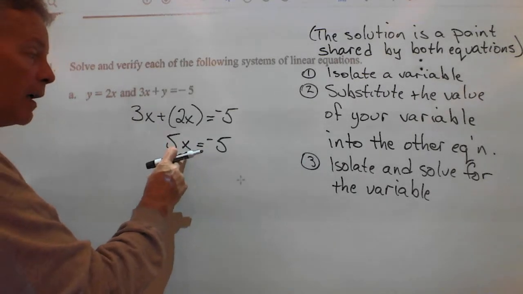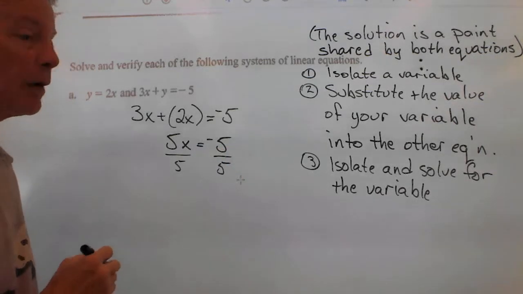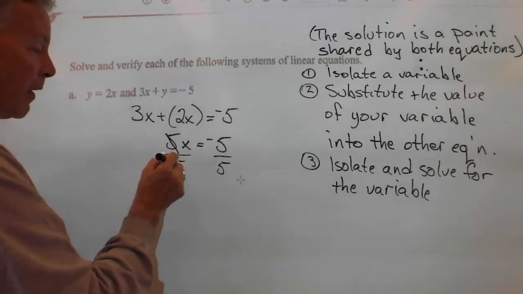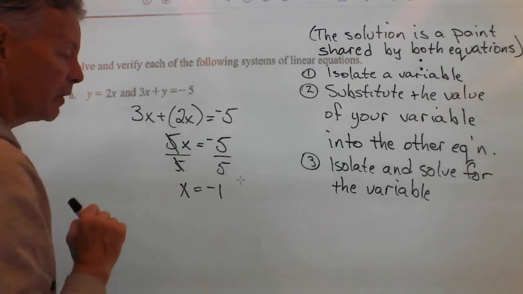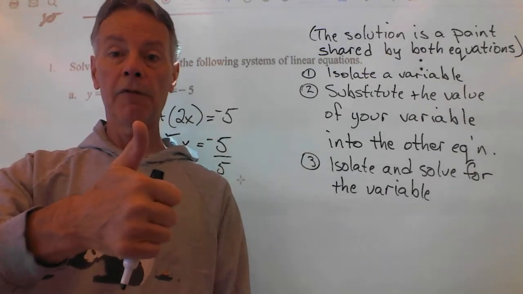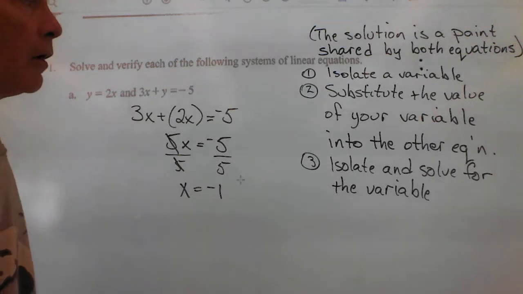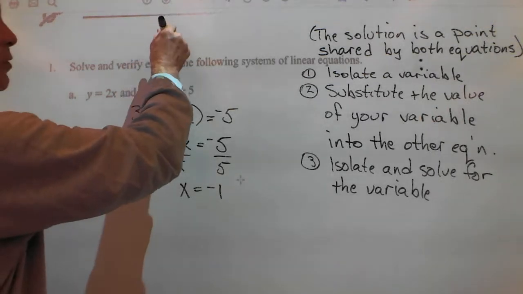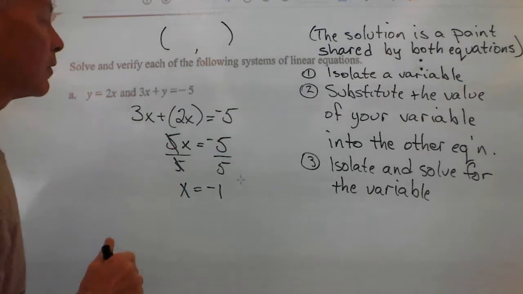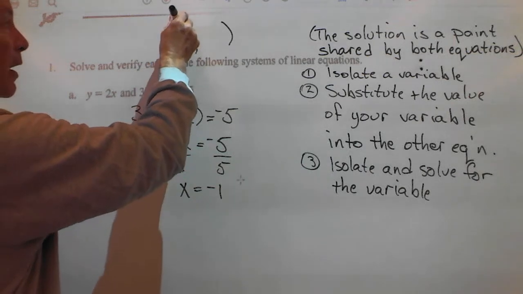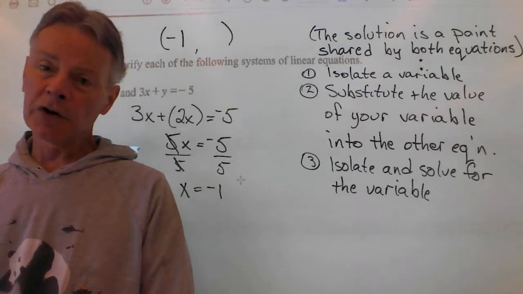You want to get your x all by itself, you know what to do. Divide both sides by 5. 5 divided by 5 leaves you with 1x. Negative 5 divided by 5 leaves you with negative 1. We're halfway there. We now have a value for x. So we know that in our eventual solution, which remember is just an ordered pair, the place where those two lines cross, our x value is going to be negative 1. Now, we've done pretty much all the heavy lifting.